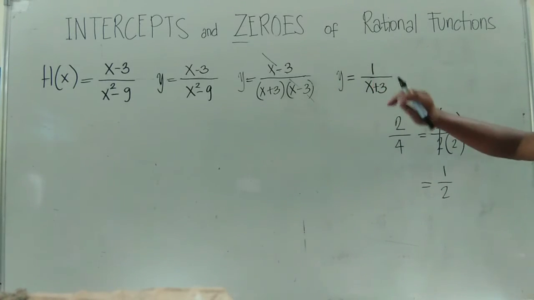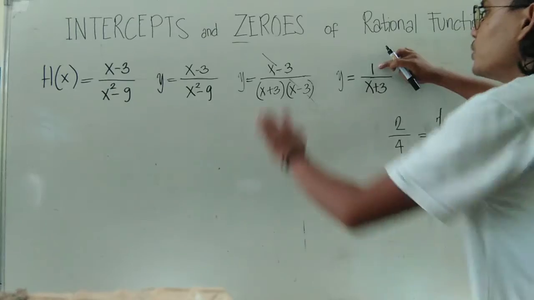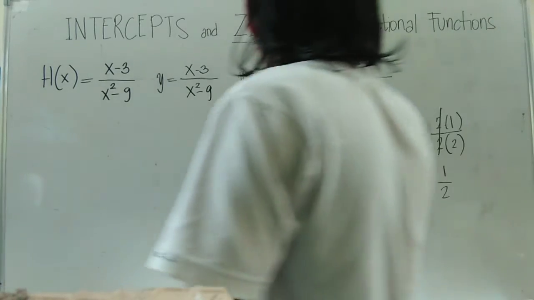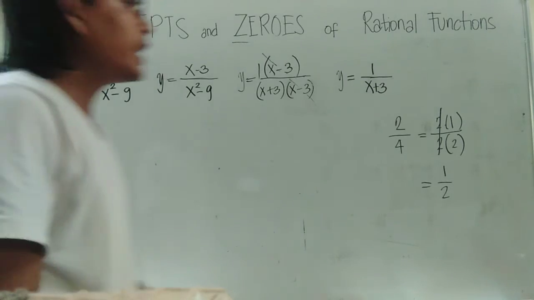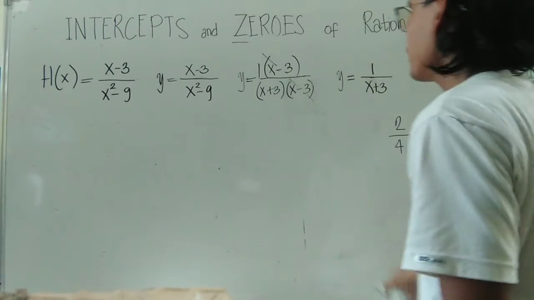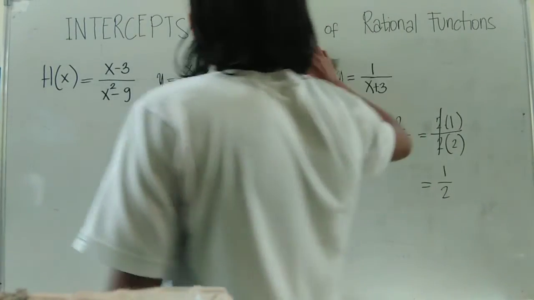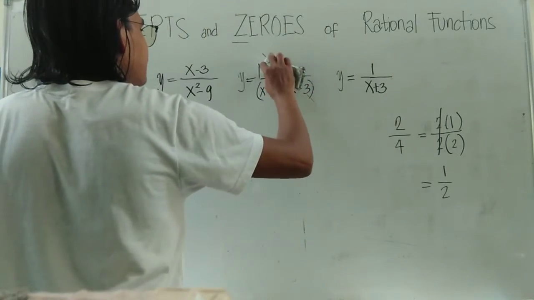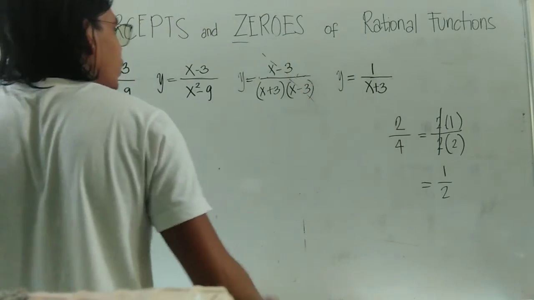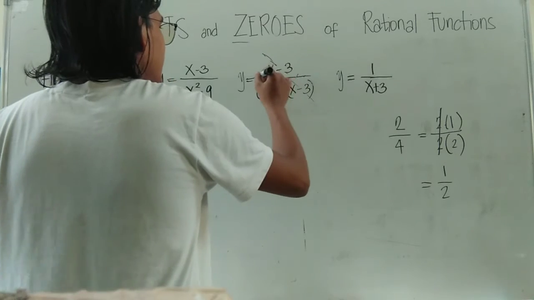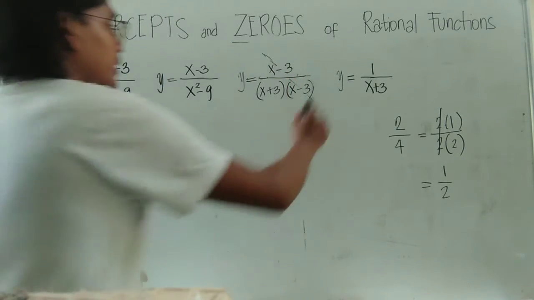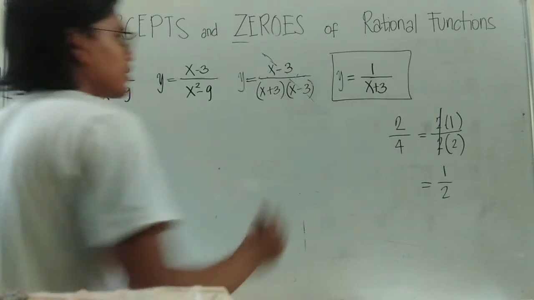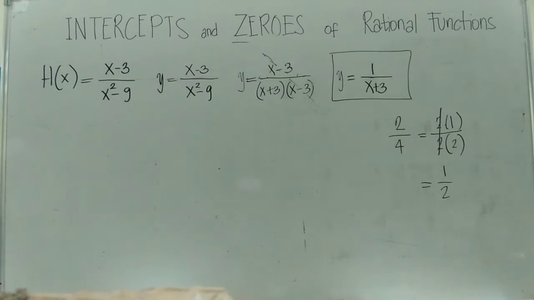So you will be asking, where did we get this 1 on your numerator? So x minus 3 has a factor of 1 there. But it's understood that there is 1 in there, so it will be ugly to put quantity times 1 there. But I guess you understand the concept behind it. So let us use this rational function. So we have y equals 1 over x plus 3.